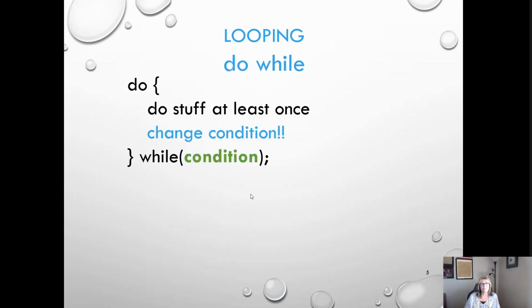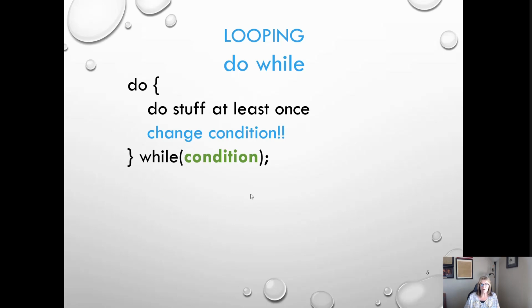So now here's an example of a do while loop. We have the do command and then the braces, and at the end, at the while of the do while, is where the condition is evaluated. That means that the things inside of the braces will always execute at least once. Once again, we have to change the condition inside of the do while.